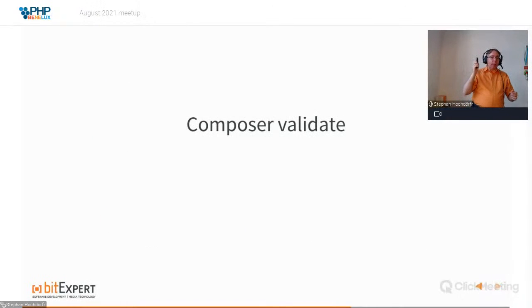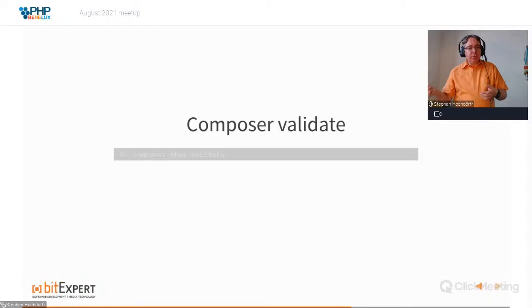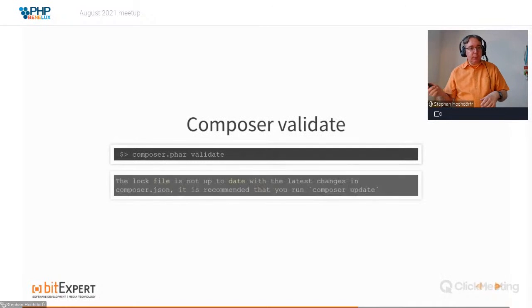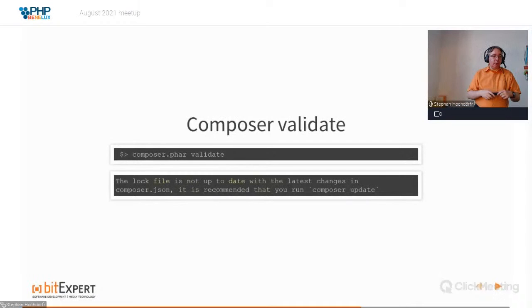Cool. So just a couple of cool things you can do with Composer. There's a Composer validate command that not that many people know. What it does is it will check if the Composer lock file actually matches the composer.json file. If it does not, you will get this error saying the lock file is not up to date with the latest changes in composer.json. You better run composer update.